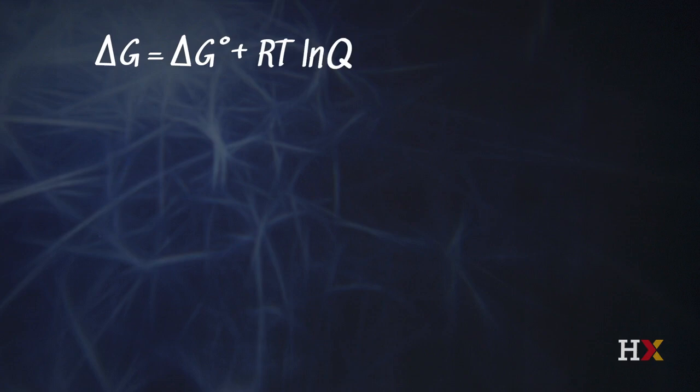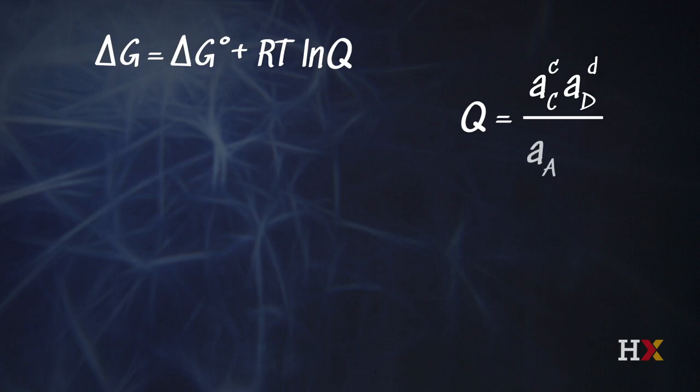And remember that we write that reaction quotient in terms of activities. So we have the activity of one of the products raised to its stoichiometric coefficient times the activity of the second product raised to its stoichiometric coefficient, divided by the activity of one reactant raised to its stoichiometric coefficient times the activity of the second reactant raised to its stoichiometric coefficient.